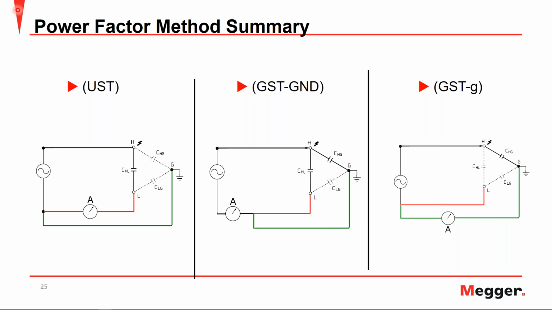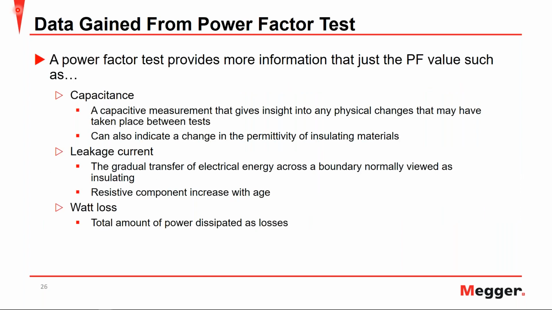So now that we've looked at the different test methods for power factor, let's take a look at the actual data gained from a power factor test. A power factor test provides more data than just the power factor value itself, such as capacitance. Capacitance is a measurement that gives insight into any physical changes that have taken place between the tests. Also, capacitance can indicate a change in the permittivity of the insulating materials. We'll take a look at this a little further into the next slide.